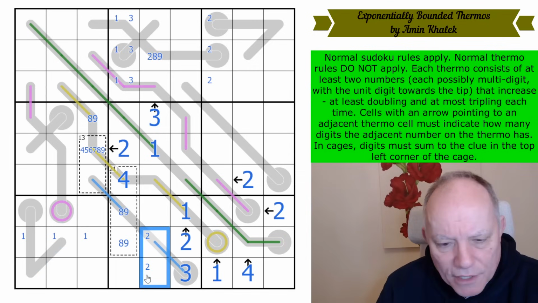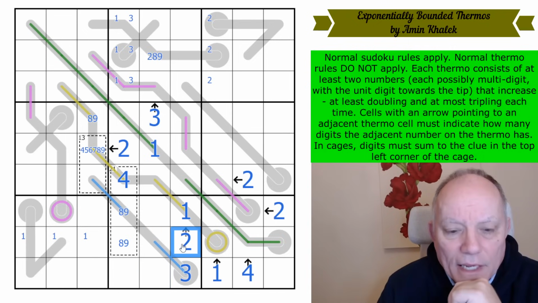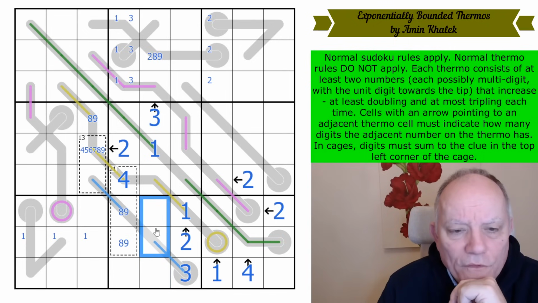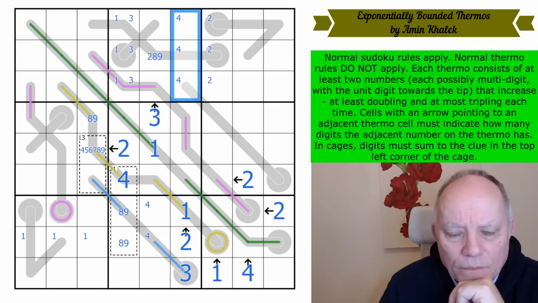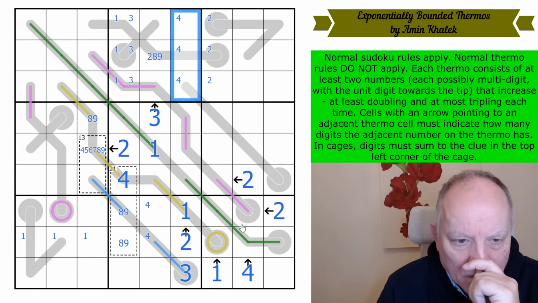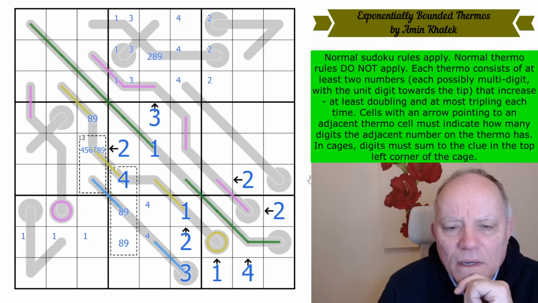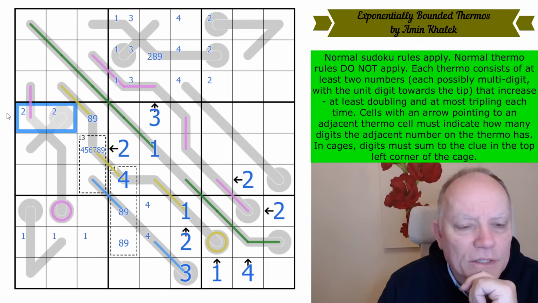I don't know why I've written 2 in those cells. That's just a mistake, sorry. Oh, I can write 4 in one of these and 4 in one of these. Oh, and there's a 2 in one of these. Oh, wow, I'm losing control of my marking system now. There's a 2 in one of those.